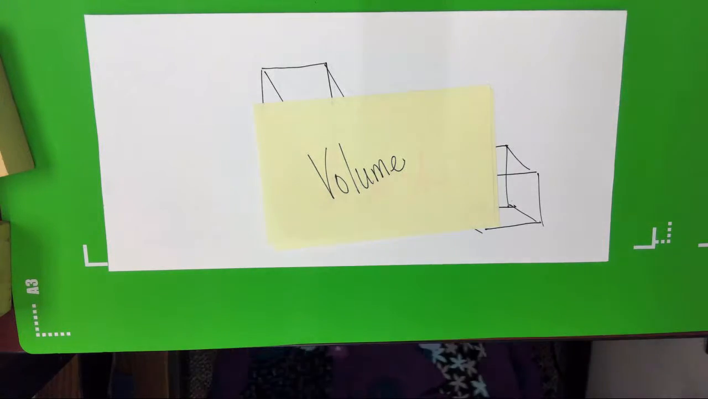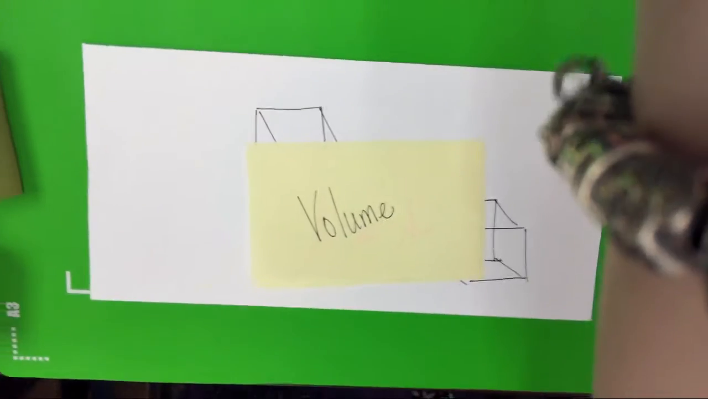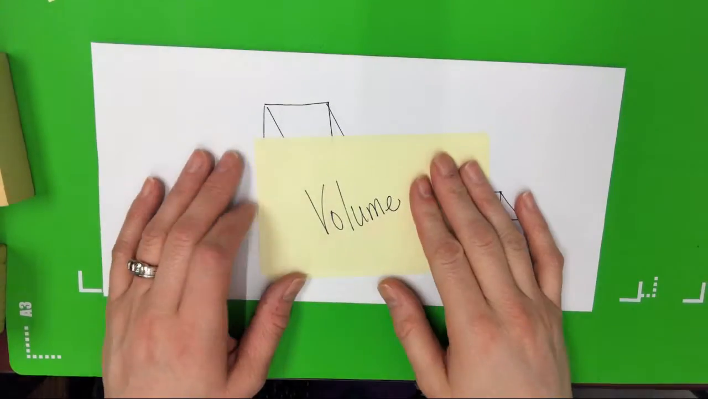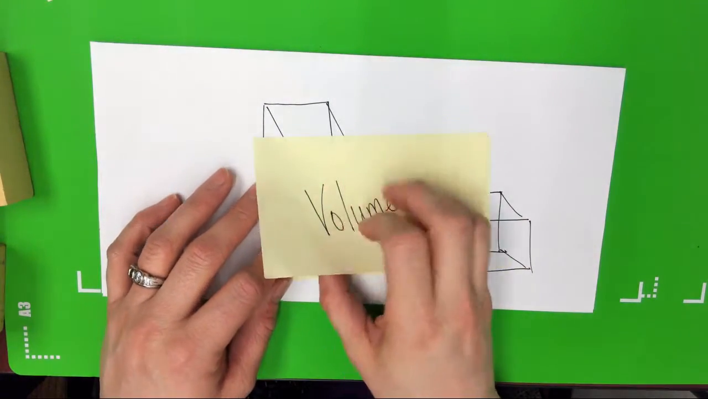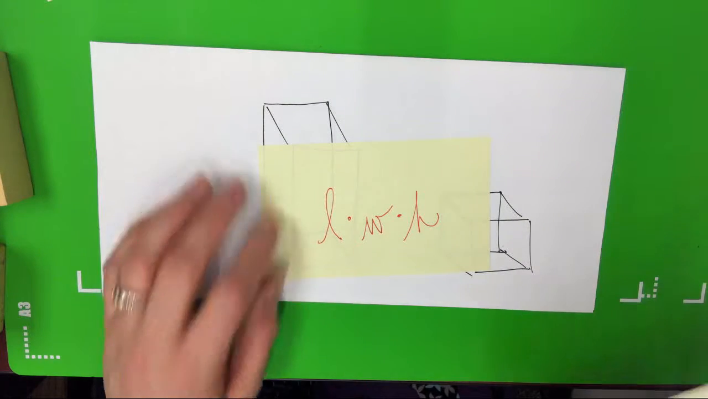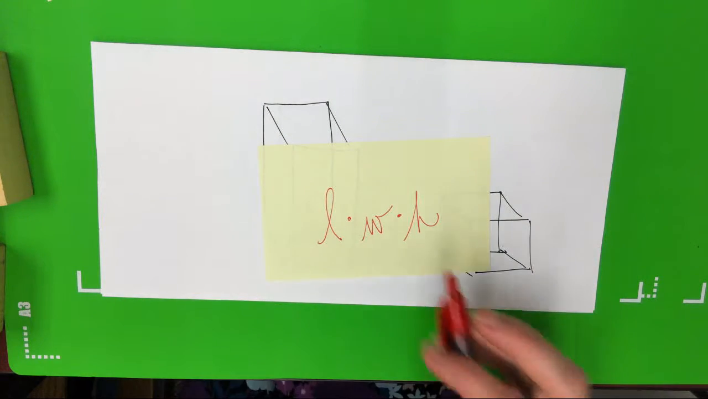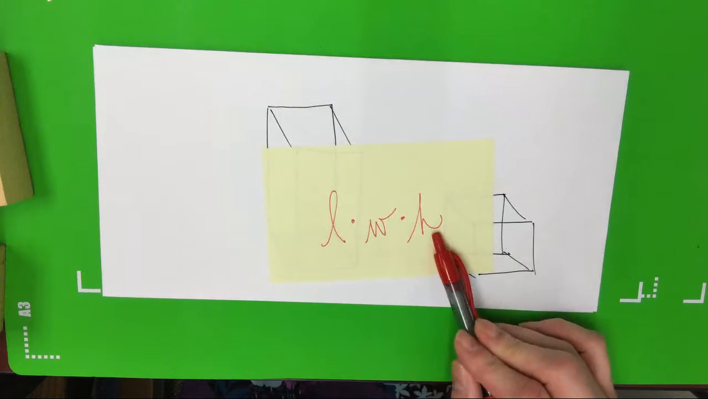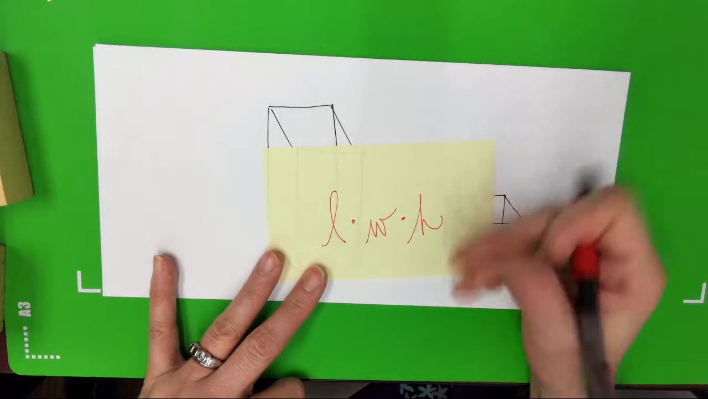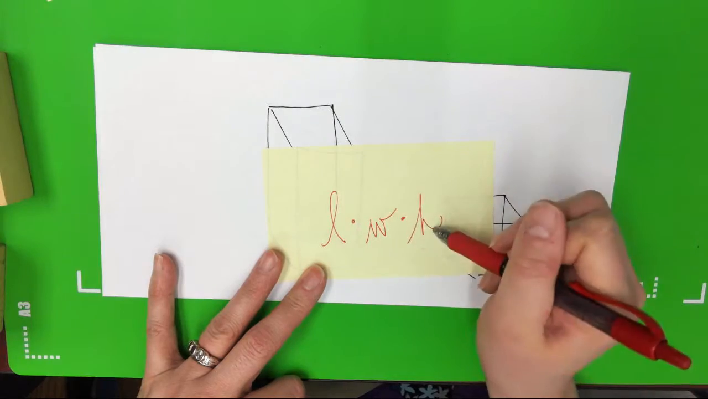Hi there. Today we are going to be talking about volume. Now, most people know, or most fifth graders know, that the volume for any rectangular prism is going to be the length times the width times the height. And as a fifth grader, that's really all you're responsible to know, is the length times width times height formula.